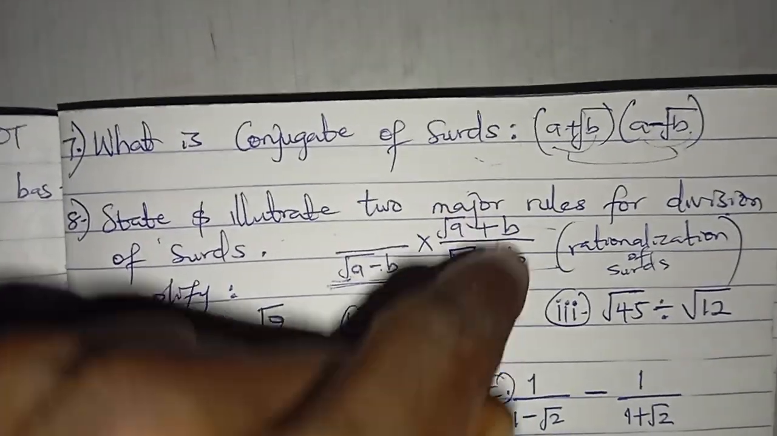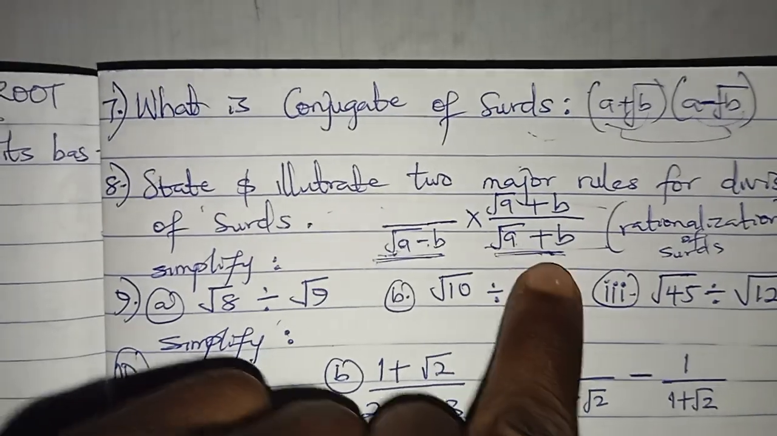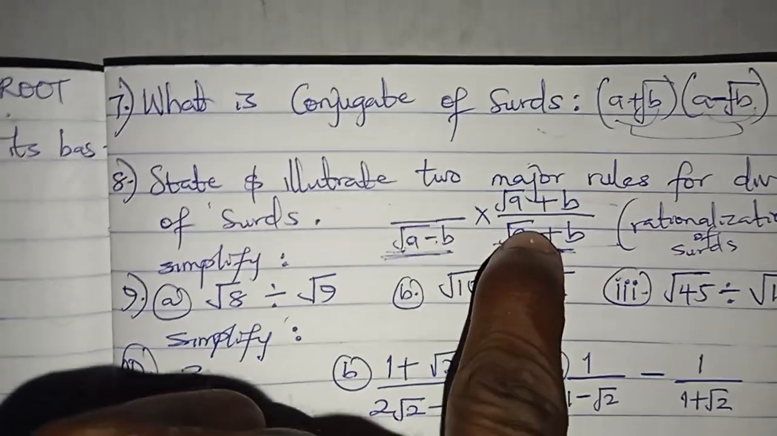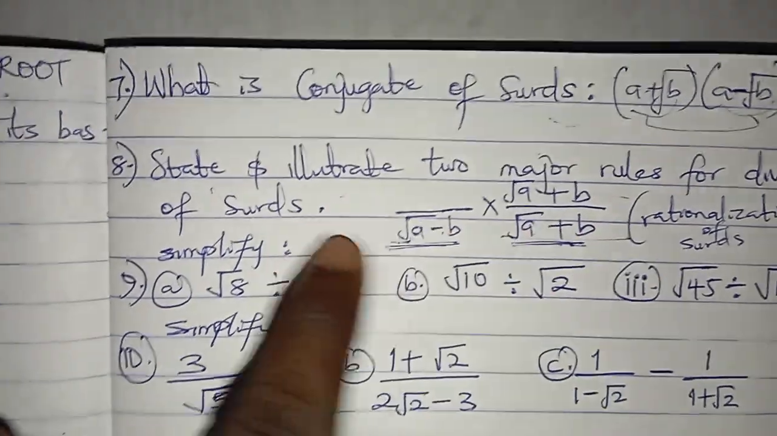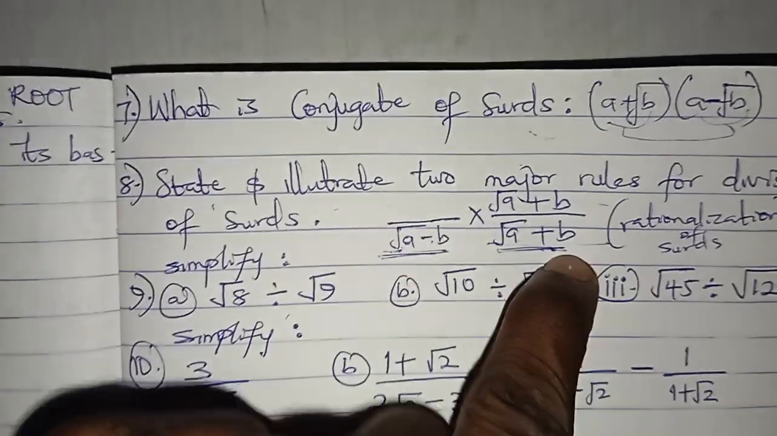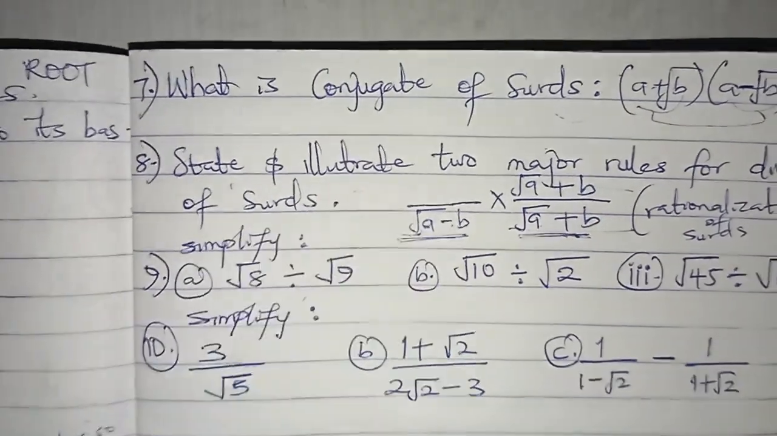Do rationalization, do it for the numerator as you did it for the denominator. And why did you do it for the denominator? You did conjugate of surds for the denominator in order to make sure that a surd is not found at the denominator. So that is it.